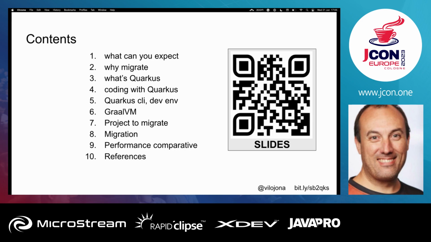You will see it. Then I will introduce GraalVM. It's a tool that will help us to reach those 160 milliseconds that I was telling you about before. But you need something real in order to migrate to see, well, if this is worth it or not. So I will give you details about which is the project that I decided to migrate.